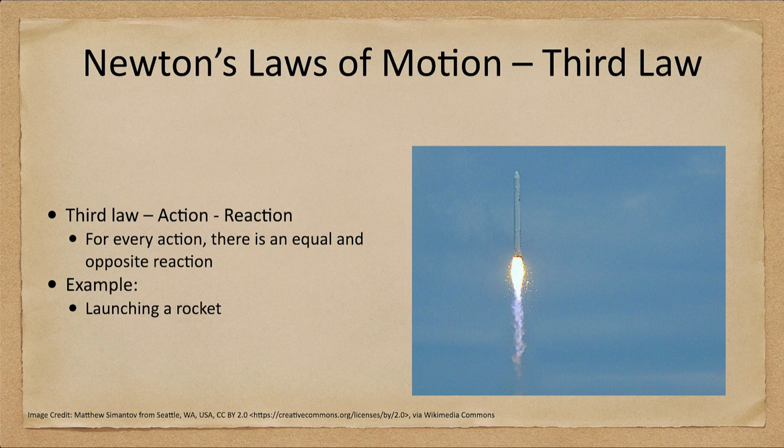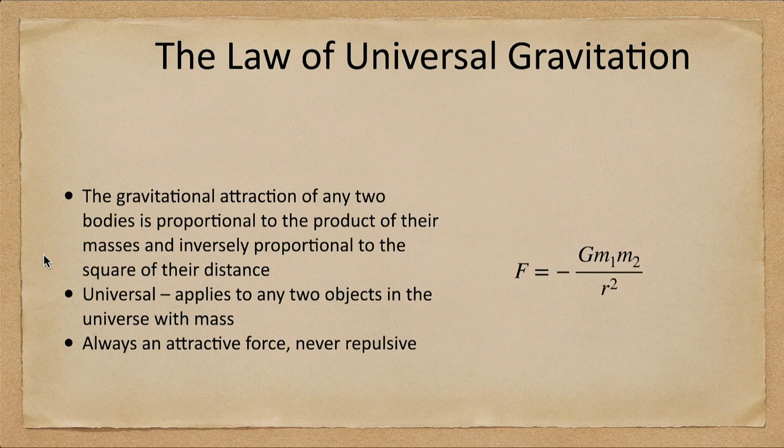Now, the other thing we wanted to look at for Newton was his law of gravitation. His universal law of gravitation states, and here it is stated in words, that the gravitational attraction between any two bodies is proportional to the product of their masses and inversely proportional to the square of their distance. Let's write that as an equation: F equals negative G m1 m2, that's the product of the masses, divided by the square of the distance.